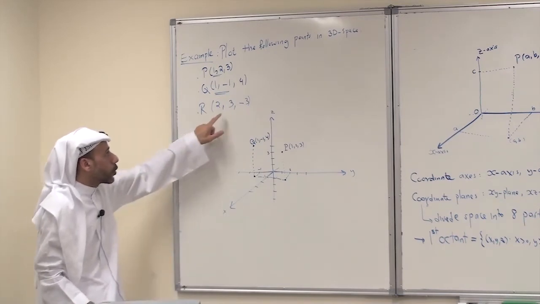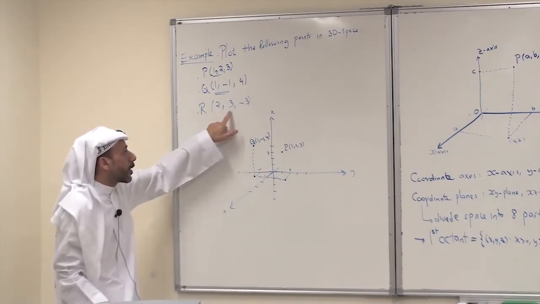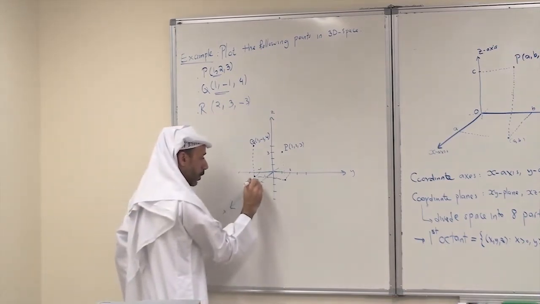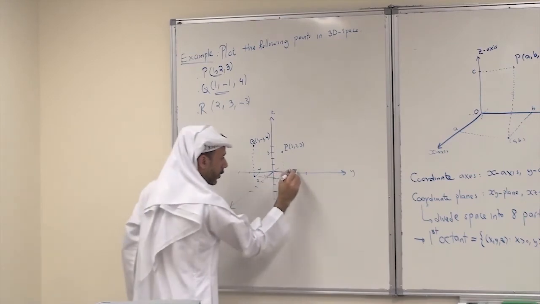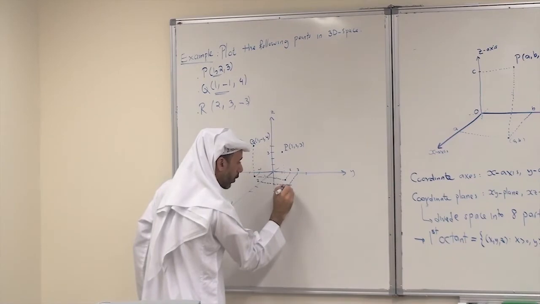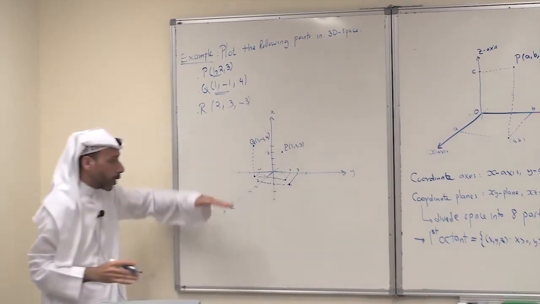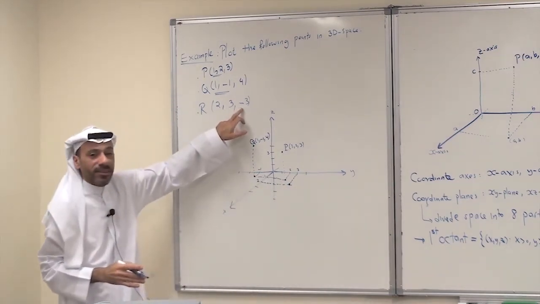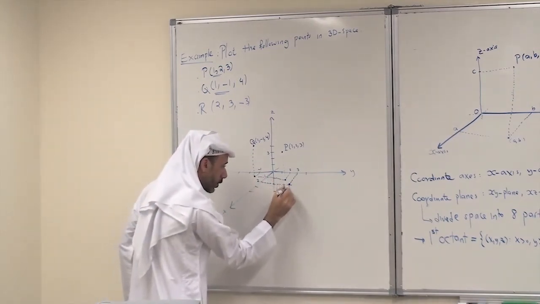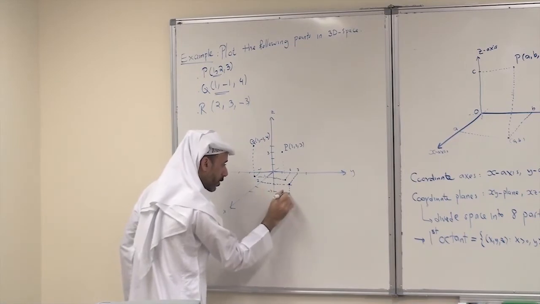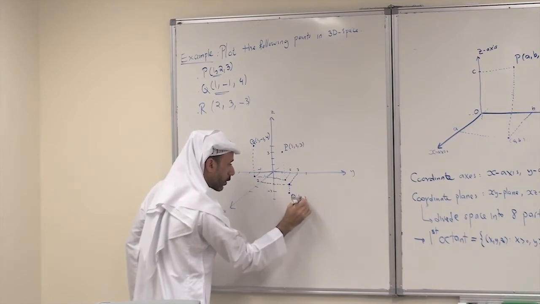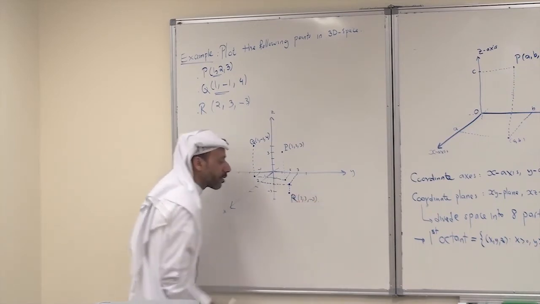For the third point, 2, 3, minus 3, again, in the XY plane, sketch 2 and 3. So this is 2 along the X axis, this is 3 along the y-axis, so in the floor, I am here. So this is my location in the floor. Now, z is minus 3, so I have to go 3 units down. So this is minus 3, and this is the point R, 2, 3, minus 3.